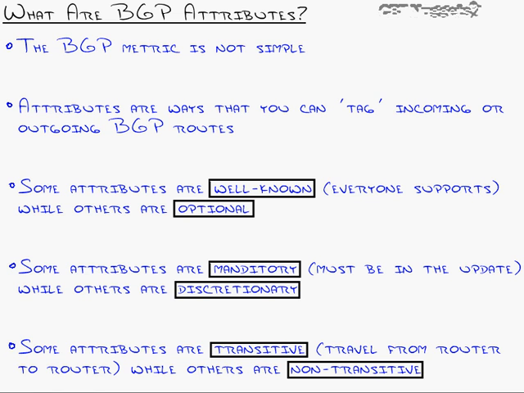For example, a transitive attribute might be something like an autonomous system path. That happens to be a well-known mandatory transitive attribute where every autonomous system that you go through puts its little stamp on it, like it's been here. It's kind of like a passport. We'll see. I don't want to get too deep into the details of attributes, but just to demonstrate the different categories that these things can be.